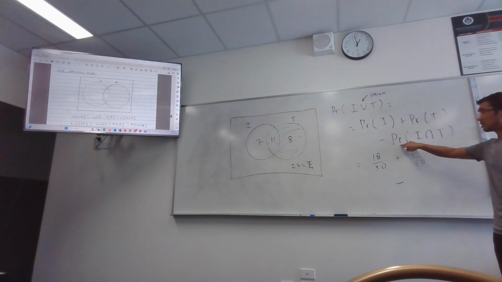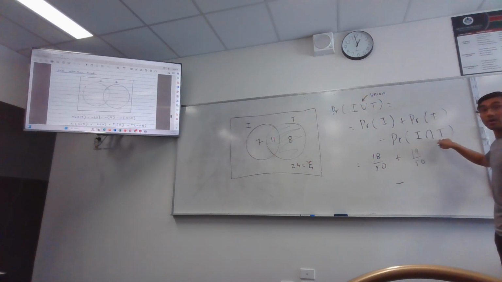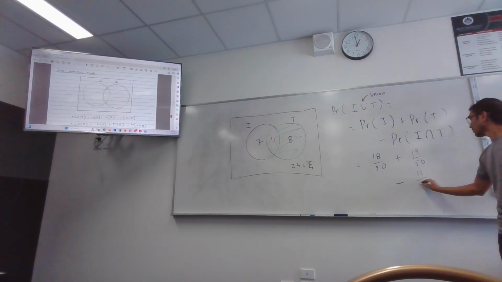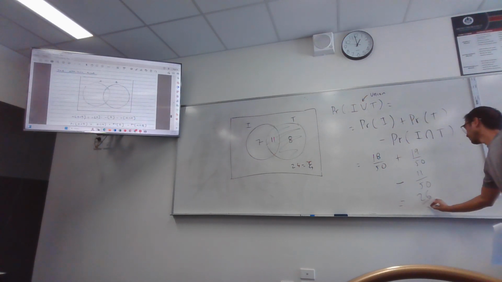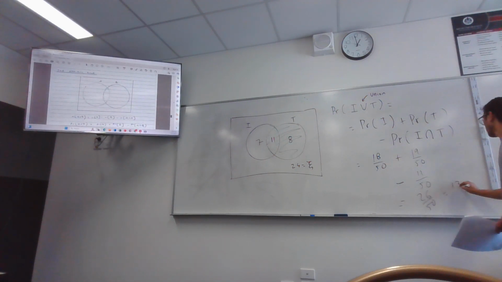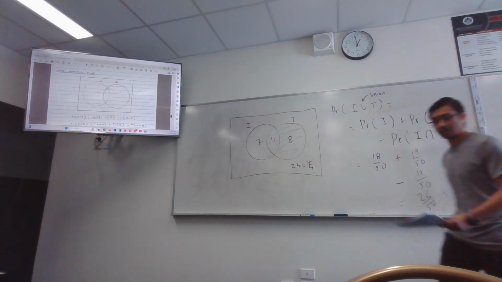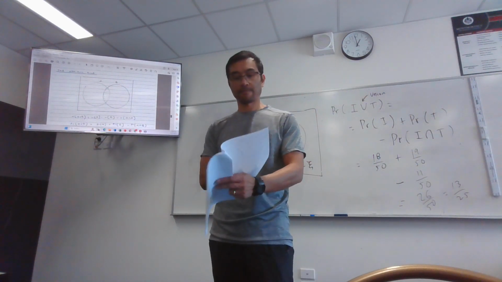Okay, Hudson, what's this here? I intersection T. What's common? What's the number that represents this? 11. Okay. You get a total of 26 out of 50. If I'm right, it's 13 out of 25.